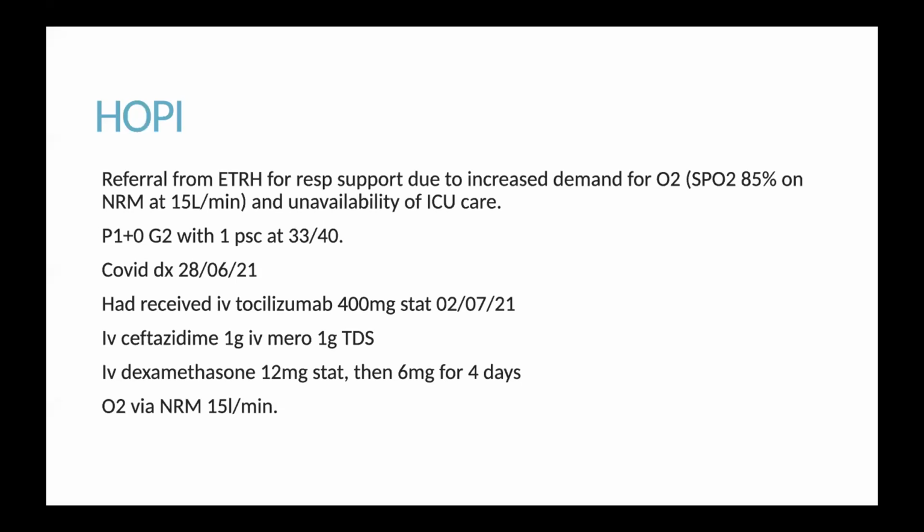She was a para 1+0 gravida 2 lady with one previous scar who presented at a gestation of 33 weeks. Her COVID diagnosis had been made on the 28th of June, 2021. From Embu, she had already received her first dose of tocilizumab 400, had gotten some antibiotics, ceftazidime and mero, and also had been given dexamethasone 12 milligram start, then 4 milligram for 4 days for lung maturation of her baby, and she was getting oxygen support via the NRM.